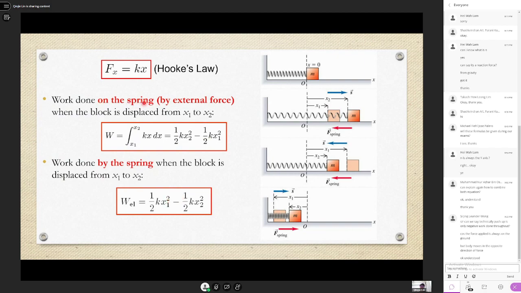Work done on the spring means that some external force, which could be your hand, goes and pulls the spring, right? The external force does work on the spring. That's a value. Then, in the same scenario, the work done by the spring must be the negative of that value because they are totally opposite. One is work done on the system, one is work done by the system. So they will be opposite values. You can see this one is x2 minus x1, and the other is x1 minus x2.